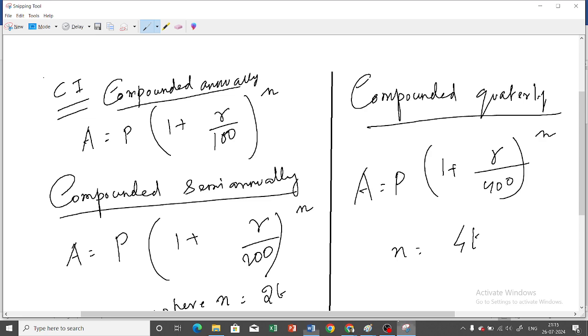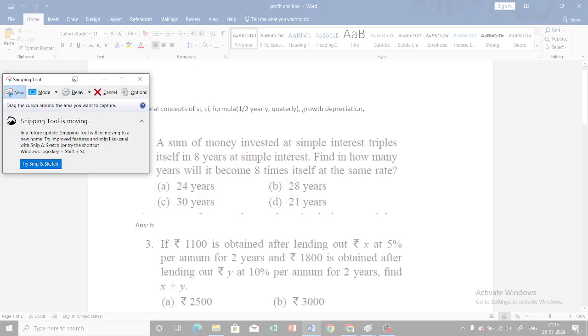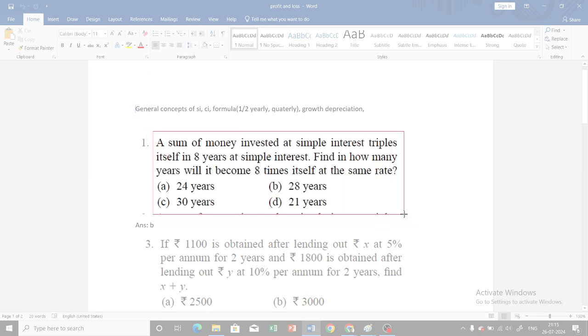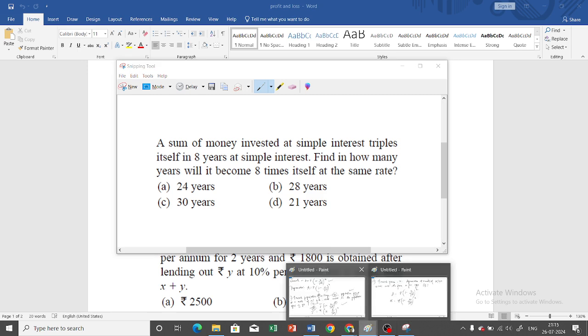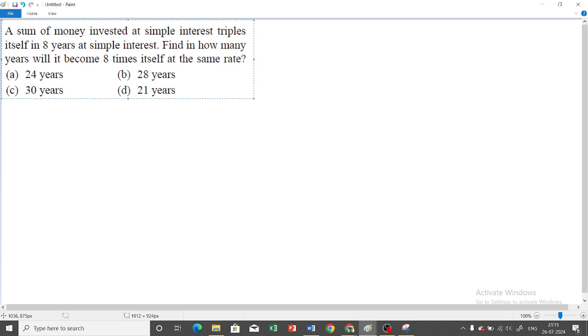So let us start with the sums. This is Arun Sharma LOD 2. Try out this sum, very simple.